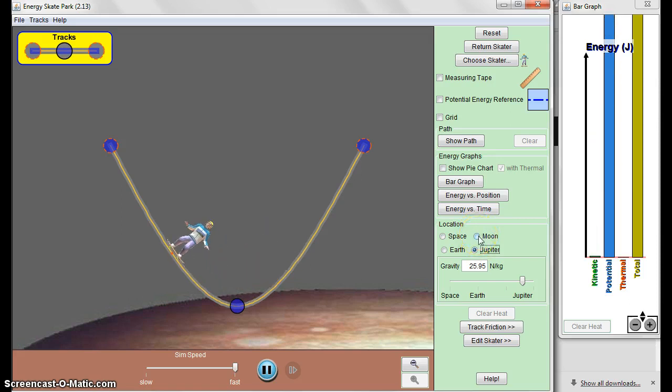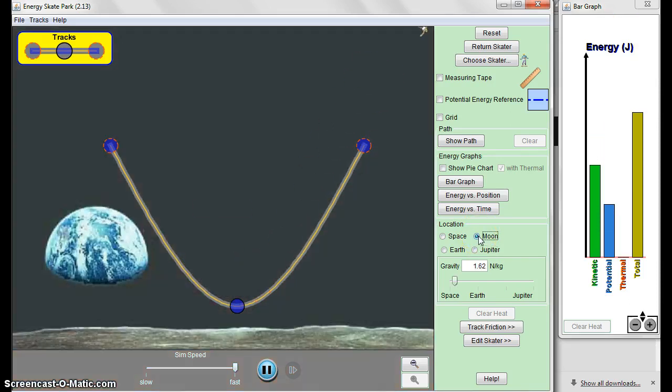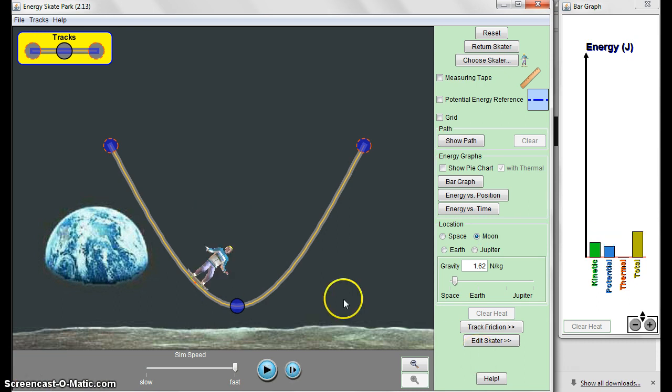And let's try the moon's. Woo! Alright. I'm not sure why that happened. So I've just discussed with my classmate that he probably flew off the edge of the track because I switched from a very heavy gravitational field to the moon's gravitational field, which is a lot lighter than Jupiter's. So there wasn't enough gravitational strength to hold him on the track.